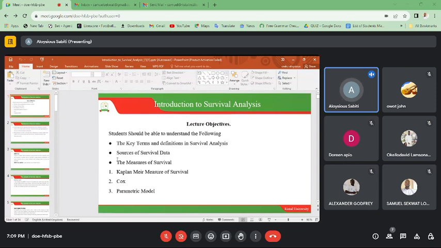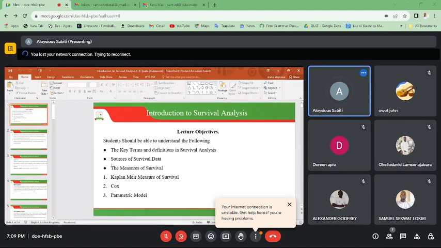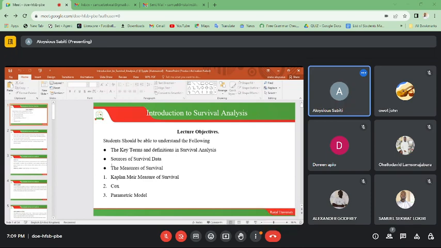We shall get a deeper understanding as we proceed. But mainly we have the Kaplan-Meier measure of survival, but also the Cox measure of survival and the parametric models. And these are models that help us further analyze what we call survival.